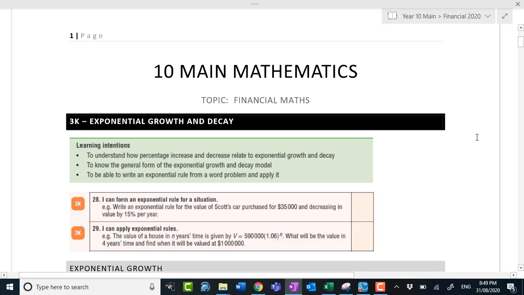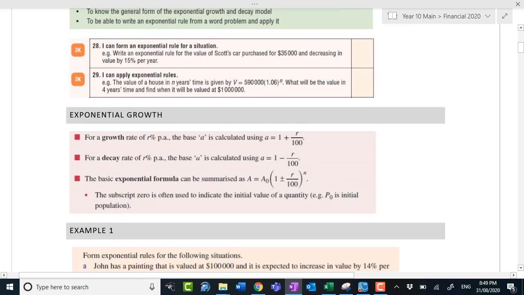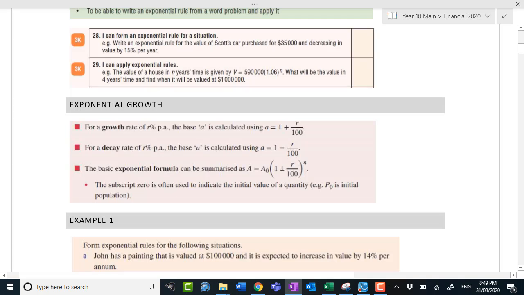So you can have exponential growth, which is an increase, or we can have a decrease. We can, of course, apply that in particular to financial maths, but we can really apply it to anything, such as population growth or population decay. So let's get started. First of all, some of these things we need to know.